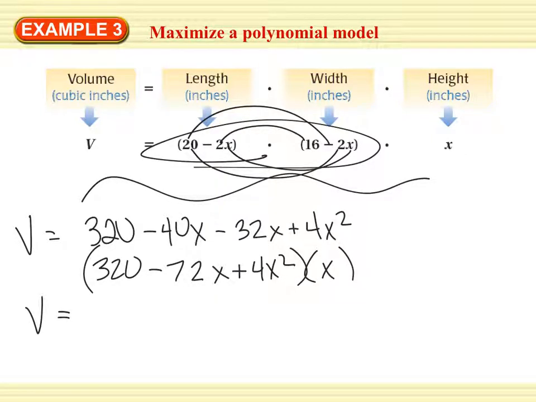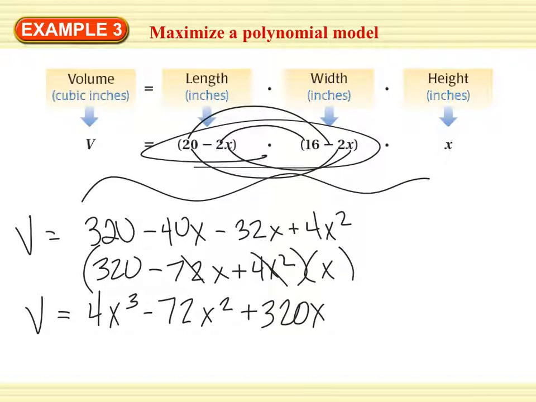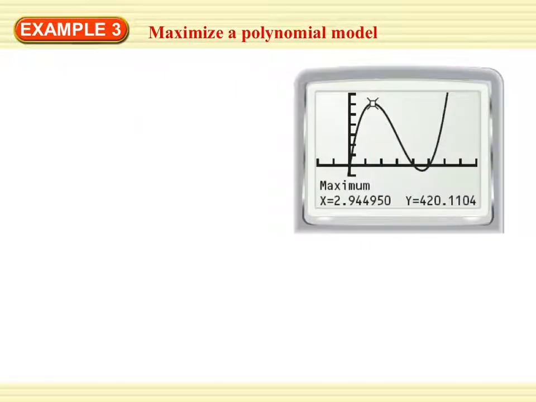So the volume is, I'm going to put this in standard form, the right order, 4x cubed minus 72x squared plus 320x. That is my volume. Cool. All right, to find the maximum volume, we're going to graph it. And again, when you're in your graphing calculator, the window can be the hardest thing to look at because you need to make sure you can see the whole graph in your window. So to find the maximum volume, we're going to graph the volume function on a graphing calculator.